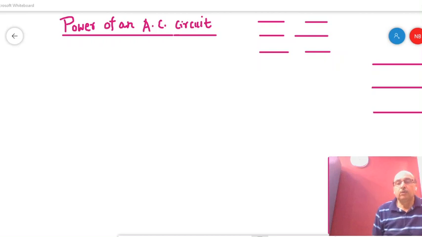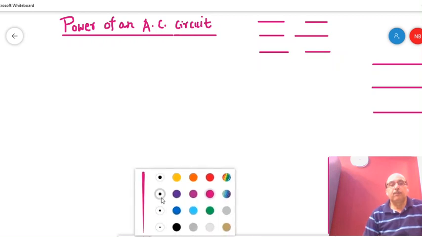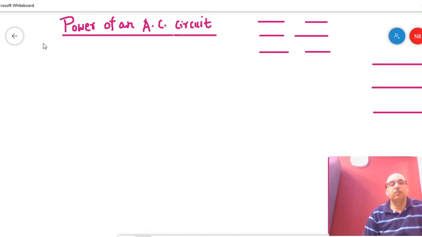Hello, today we will discuss power of an AC circuit. All of you know the power is the rate of doing work. And in DC circuits, the power is represented by the product of voltage applied to the appliance multiplied by the current passing through it.